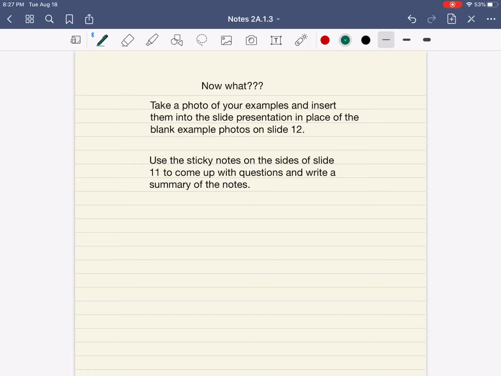Don't forget to use the sticky notes on slide 11. If you had questions while I was going over it, you put it on that one on the left. Everybody should be able to write a summary, though, of what they learned and put that over on the sticky on the left. Okay.